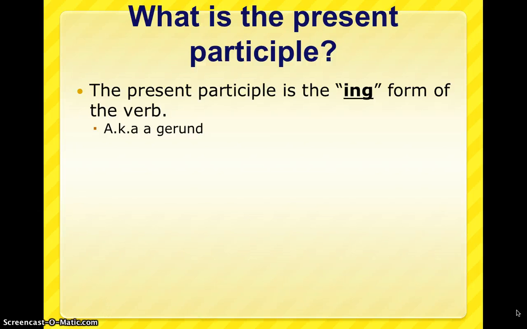Now what the heck is a present participle? The present participle is the ing form of the verb. So when we said, I am speaking, speaking would be the present participle, or the boys are running, running would be the present participle. This is also known as the gerund form of the verb.